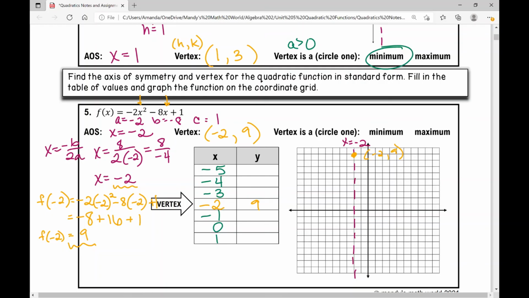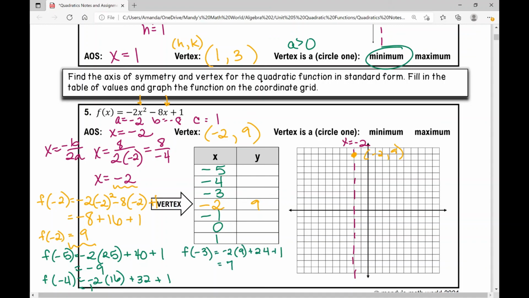So now we're going to determine the y values for each of these x values. I want you to pause the video and do that now. Now we're going to plot these points on our coordinate plane.